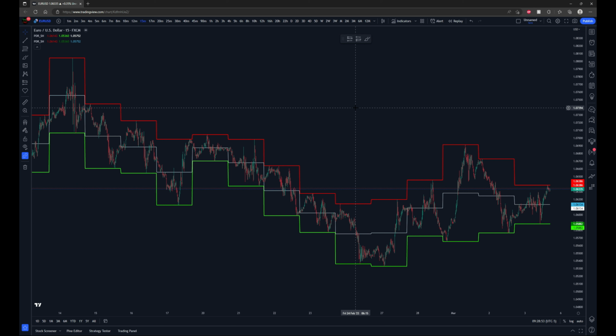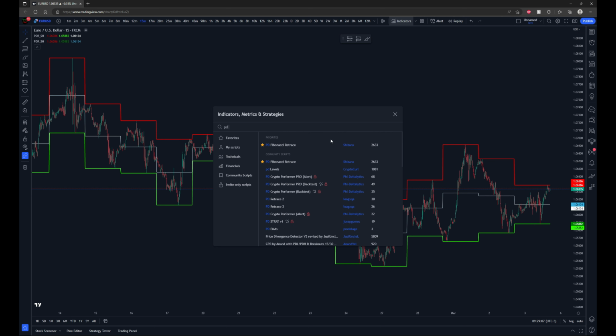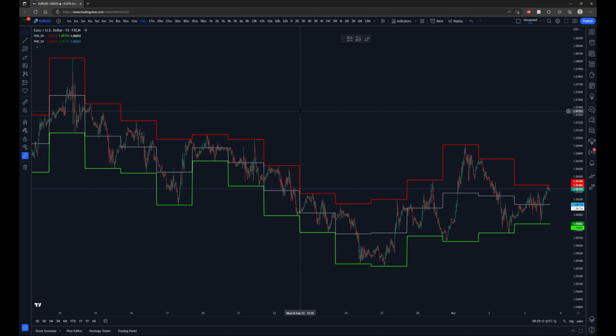So the indicator that I have on my chart is only outlining daily highs, daily lows, and putting a midpoint halfway between the daily high and daily low of each day. This one is called the PD Fibonacci Retrace by Shizaru. You can see it here. All I've done is slightly change the style of it, but essentially the default settings are still intact. So we have a midline, a daily high, and a daily low.